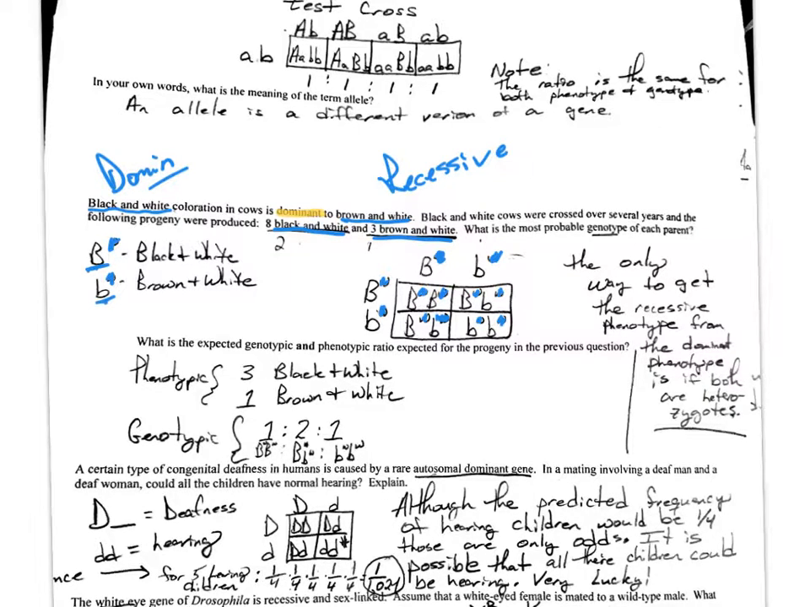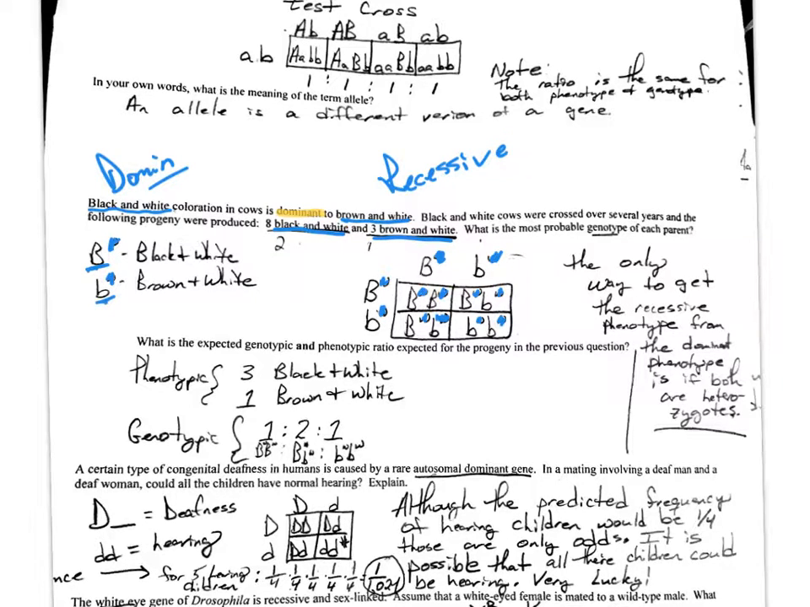Wait a minute, let me see. That's not true. What I'm trying to say is that black and white cows were crossed. So the 2 black and white cows, that means what? The black and white cows were what? Dominant. They were dominant, right? So because they're black and white, they're dominant. They have the dominant allele, so they both have the big B.